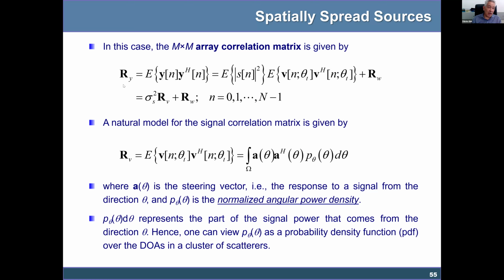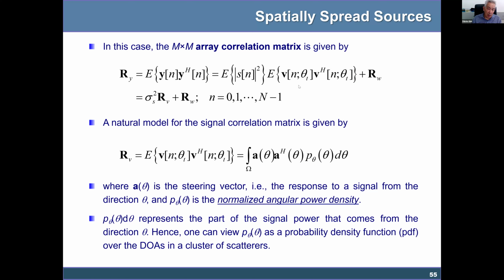What is the covariance matrix? Now, because we rely on second-order statistics, what is the covariance matrix in this case? So we calculate, as usual, the expectation of y y Hermitian. And obviously, the noise part is the same as before. What changes is the signal. So instead of a a Hermitian, we have the expectation of v v Hermitian.